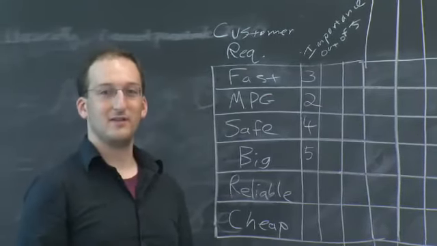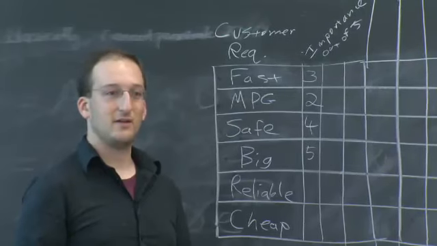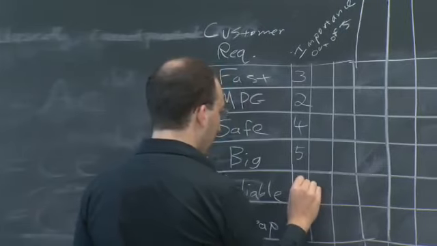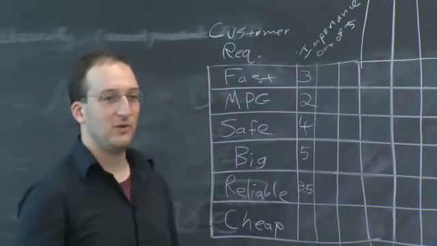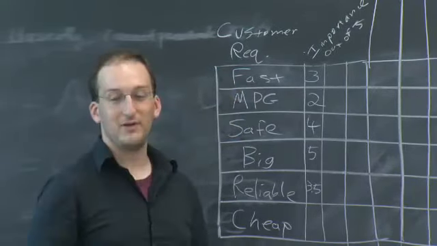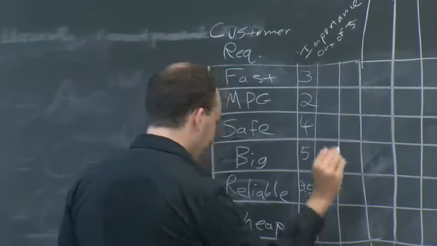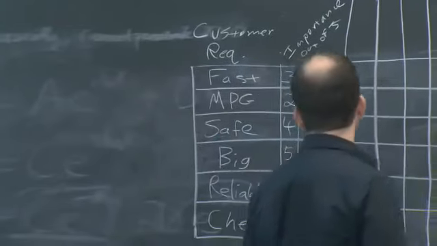Reliable. 4. You can also say 3.5. I heard 3 and 4. You can make the scale as fine as you want. It's all going to get relative in the end. And cheap. 5. That's right. We want what we can't have. 5. OK. So we have importances.